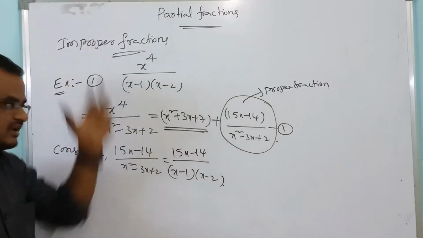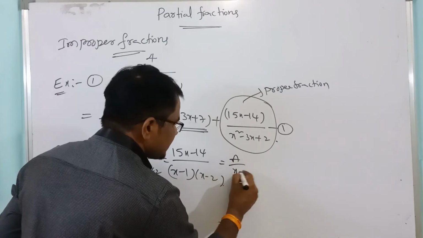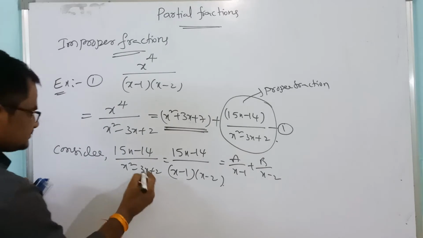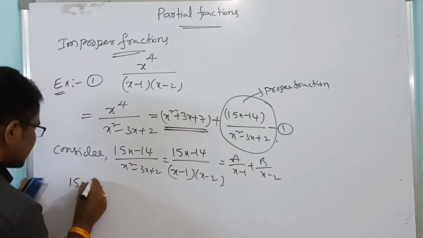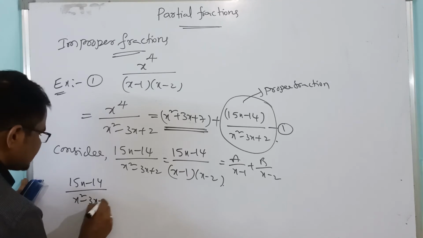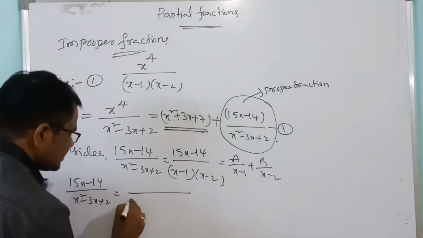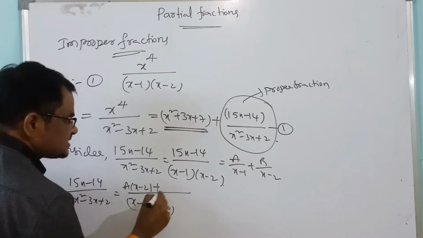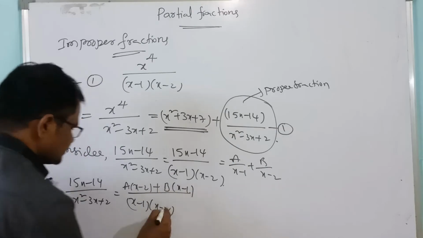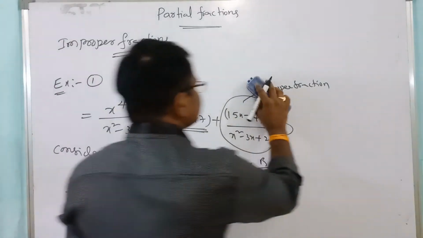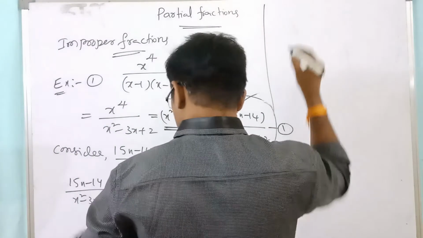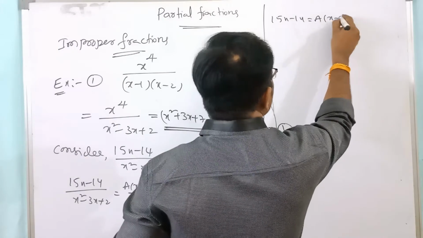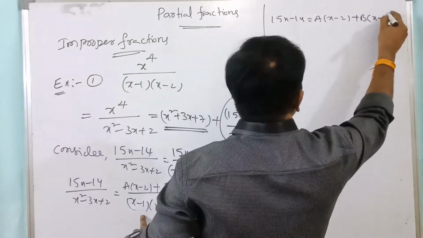So how to do it by the first method? Linear factors are there: A by x minus 1 plus B by x minus 2. Now from this, 15x minus 14 by x square minus 3x plus 2 is equal to, take the LCM, which has x minus 1, x minus 2. Now here A into x minus 2 plus B into x minus 1. So you can remove these two denominators. What is remaining? 15x minus 14 equals A into x minus 2 plus B into x minus 1.